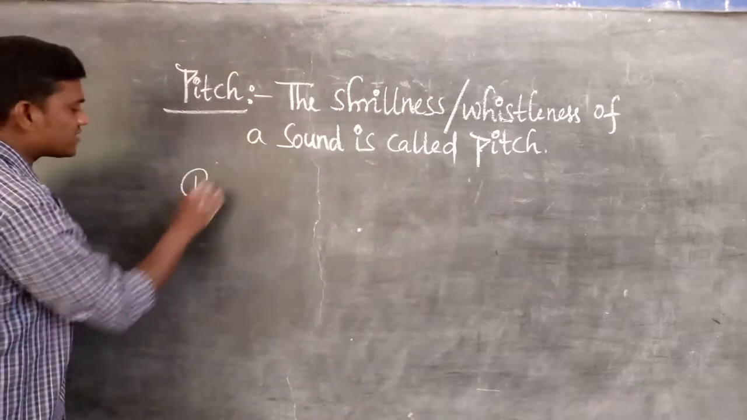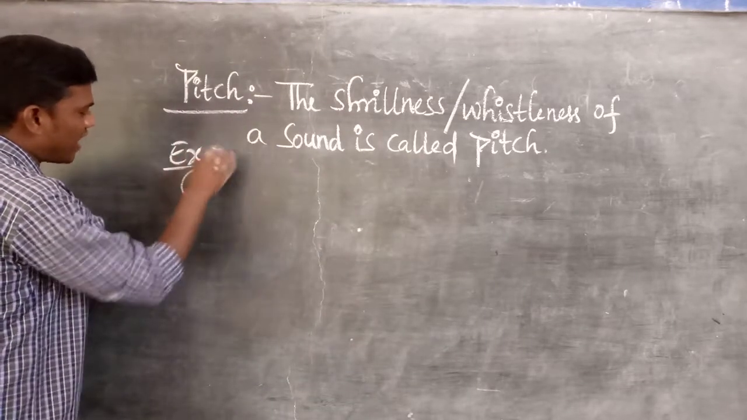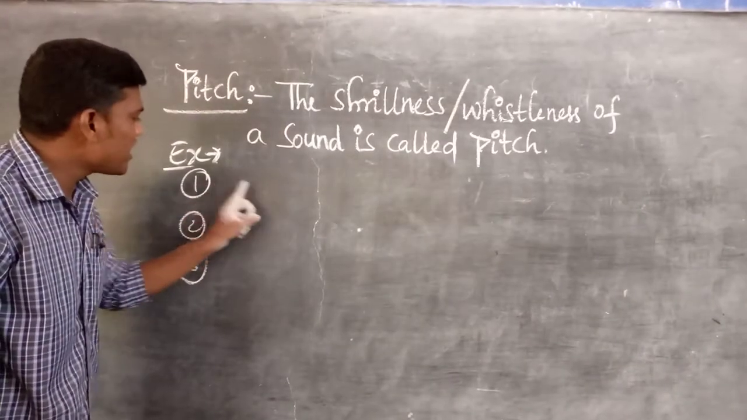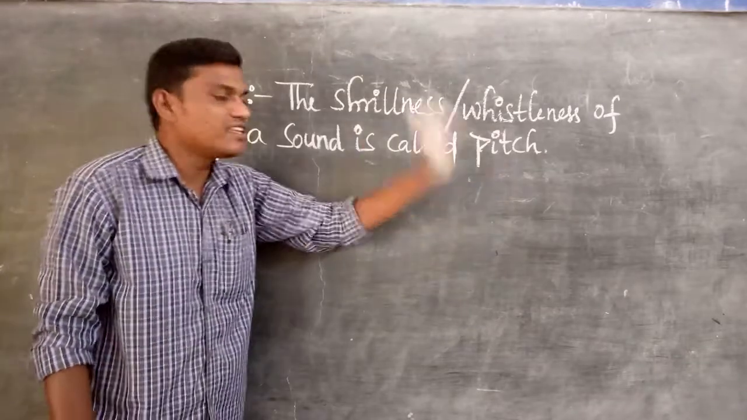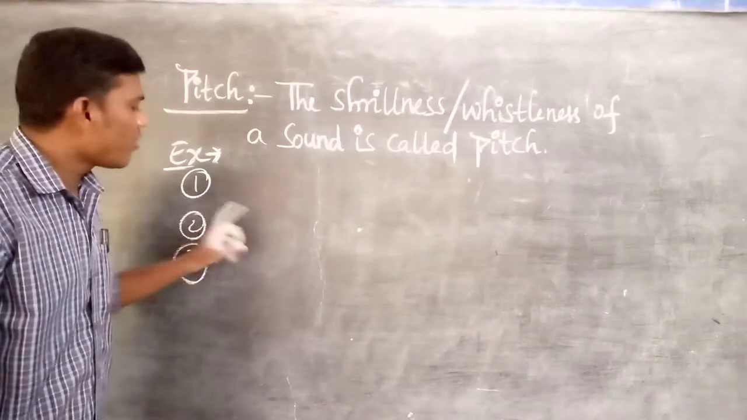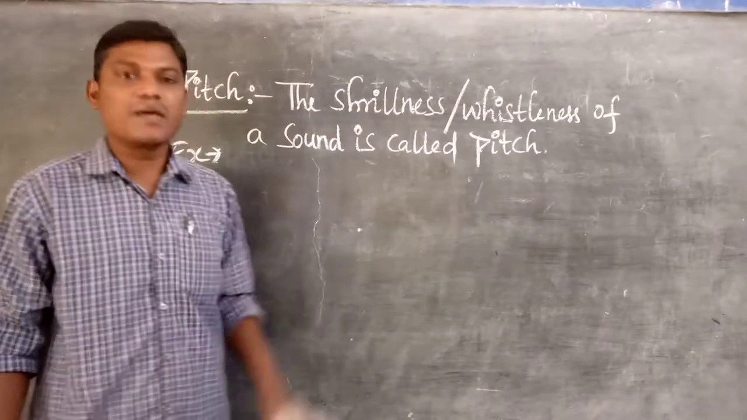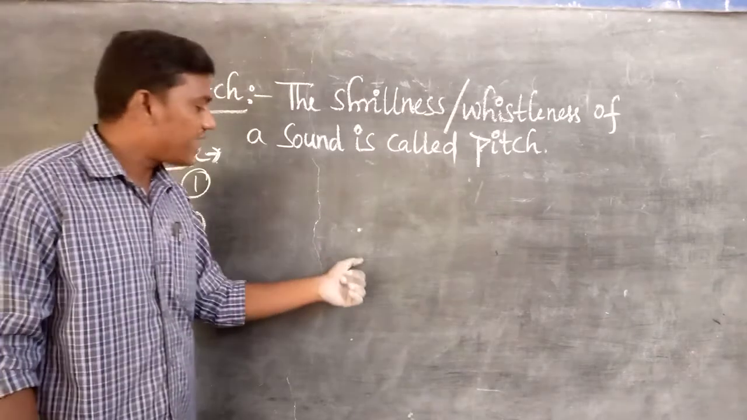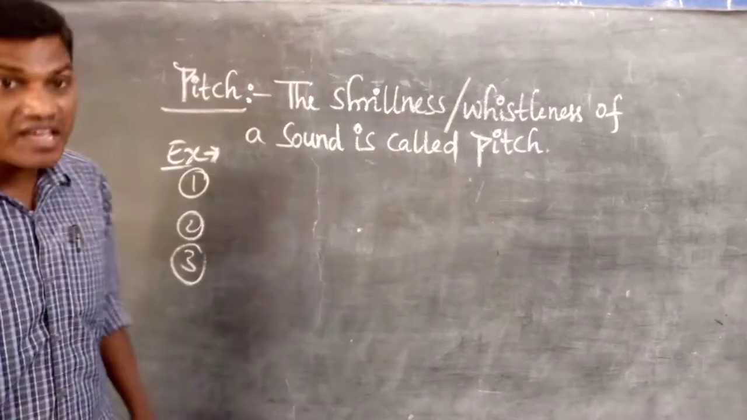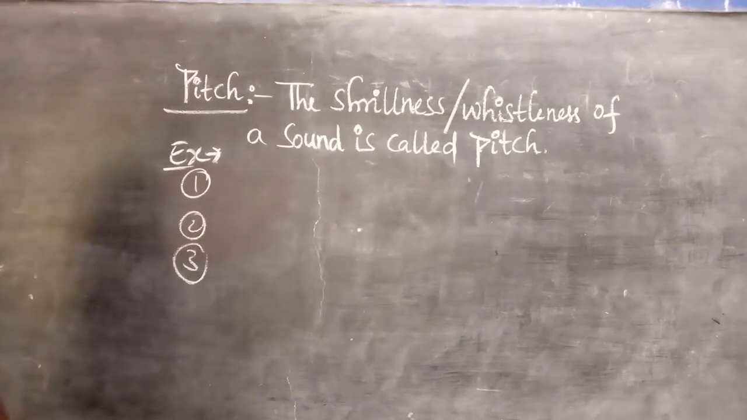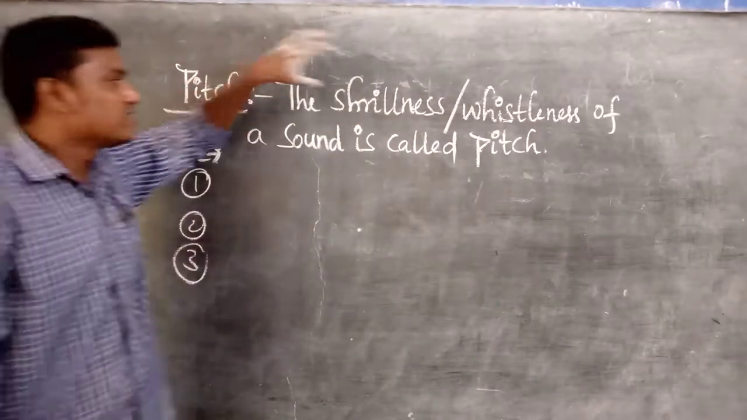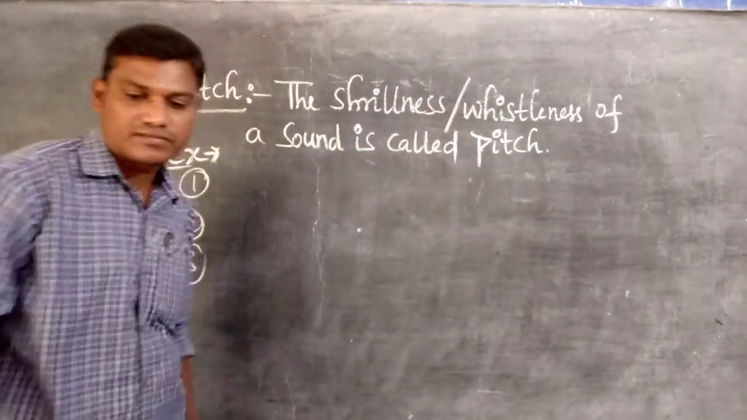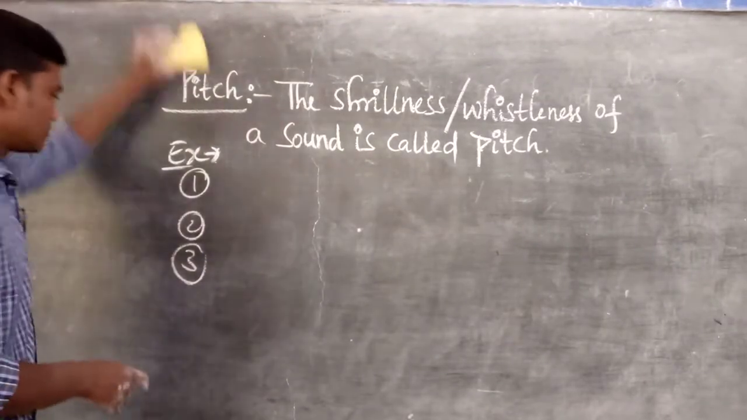Totally, how many examples have I given here? Mainly, here I told three examples. The first one is a crying baby has a higher pitch than a crying man. Second, a woman's voice has a higher pitch than a man's voice. Third, the buzzing sound of a honeybee has a higher pitch than the roaring of a lion. These are the best examples to understand what pitch is. That's why the shrillness of a sound is called pitch.